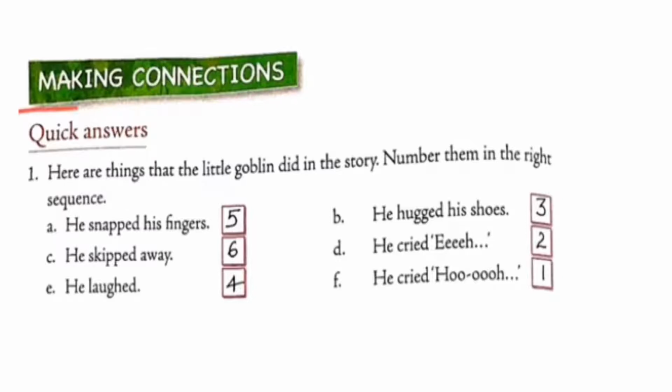So, children, now arrange these things that the little goblin did in the story. Write in the correct order. Number 1, he cried, ooh. Number 2, he cried, ee. Number 3, he hugged his shoes. Then, number 4, he laughed. Number 5, he snapped his fingers. Number 6, he skipped away. These are the things the little goblin did in the story.